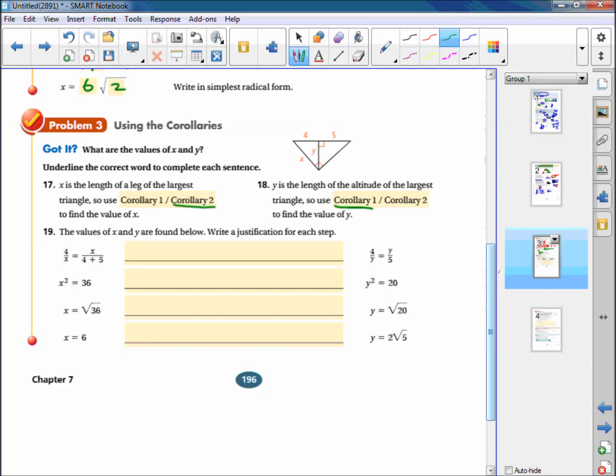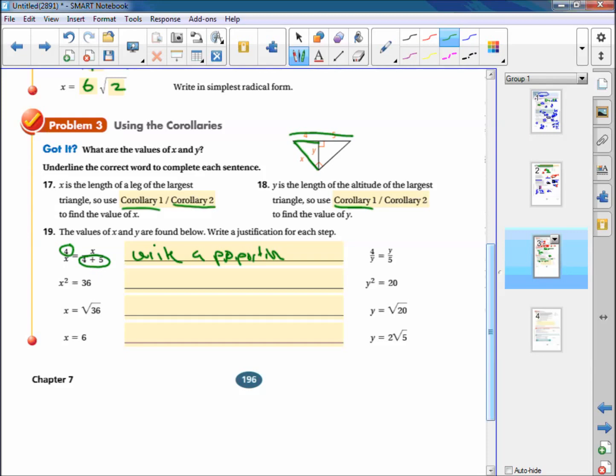All right, so the values of X and Y are found below. Just use justification for each step. So write a proportion here based upon which corollary we're using. All right, so let's talk about our proportions here. Remember, the leg is the geometric mean of the short part of the hypotenuse and the whole hypotenuse. So where it was cut off, that touches the leg, and then the whole hypotenuse. So the short part was 4, and then the whole hypotenuse was 4 plus 5.